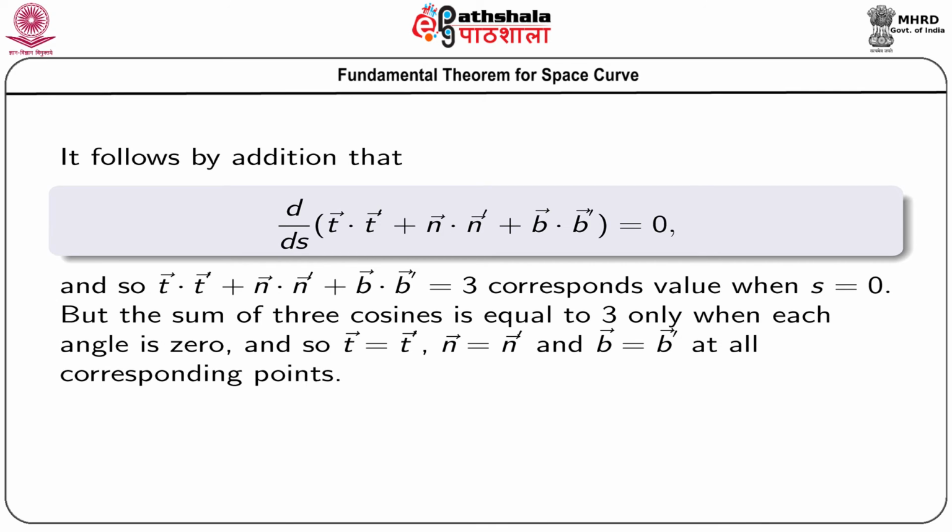Now, when s equal to 0, t dot t dash plus n dot n dash plus b dot b dash equals 3, and that means this is the sum of 3 cosines which comes to 3, and it can happen only when each angle is 0. That means t and t dash coincide, n and n dash coincide, and b and b dash coincide at all corresponding points.